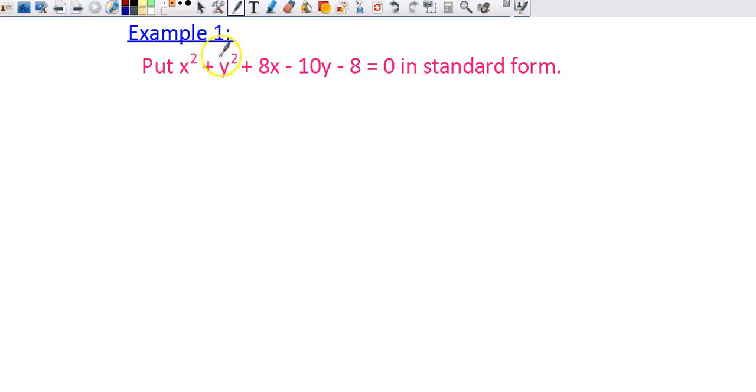So in this example, we have it in the general form, x squared plus y squared plus 8x minus 10y minus 8 equals 0. We want to get it into standard form, and we're going to use a method called completing the square. Let me explain the steps to that.